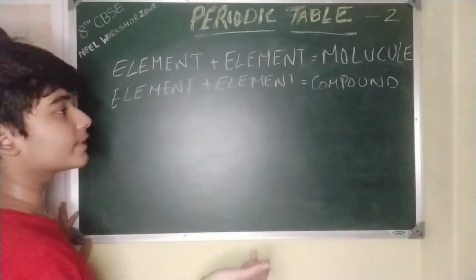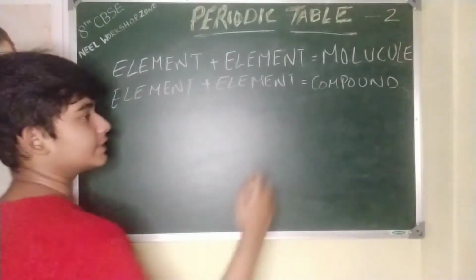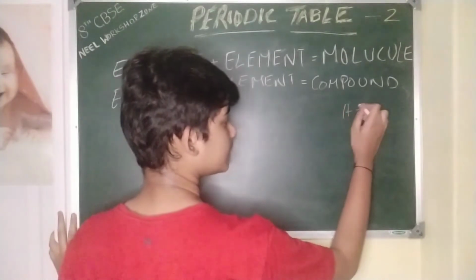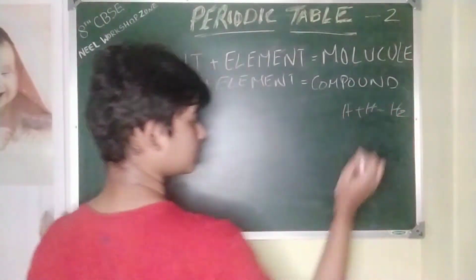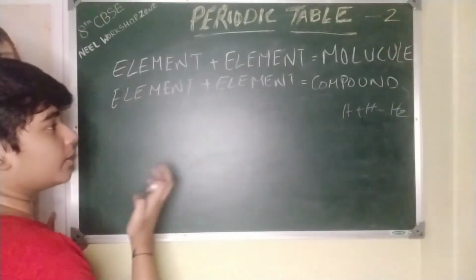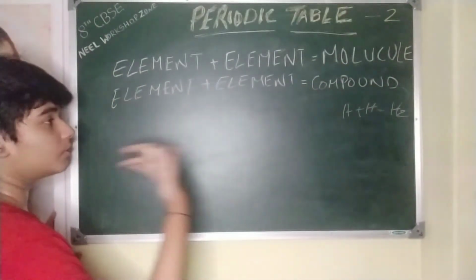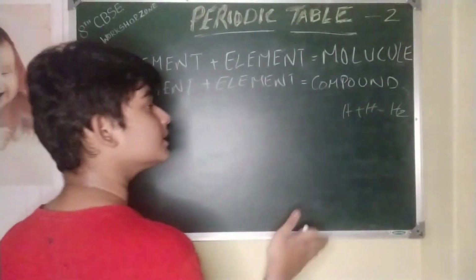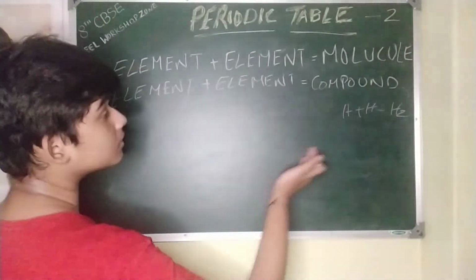So what is a molecule? When two elements are mixed together, it makes a molecule. For example, hydrogen plus hydrogen equals H2, which is a molecule. Now, if that's the case, then what is the difference between a molecule and a compound? Because both of the formulas are the same. The difference is, if two solid elements are mixed together, it is known as a compound.